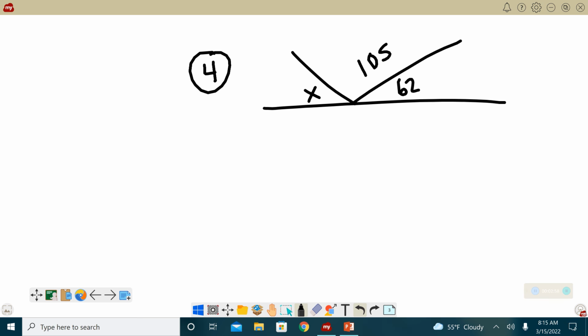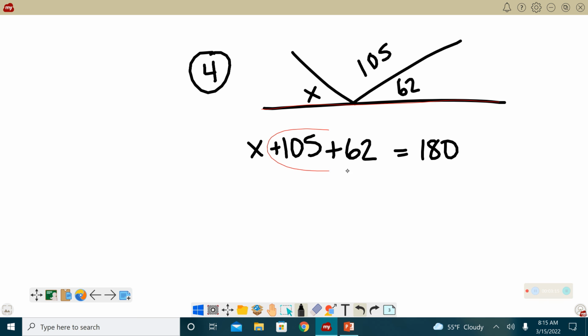Okay, in this one we have a straight angle. This whole thing is 180 degrees. And the 3 pieces that make that angle are x, 105, and 62. These are both number pieces, so we can combine them. And 105 plus 62 make 167. But we still have that x.